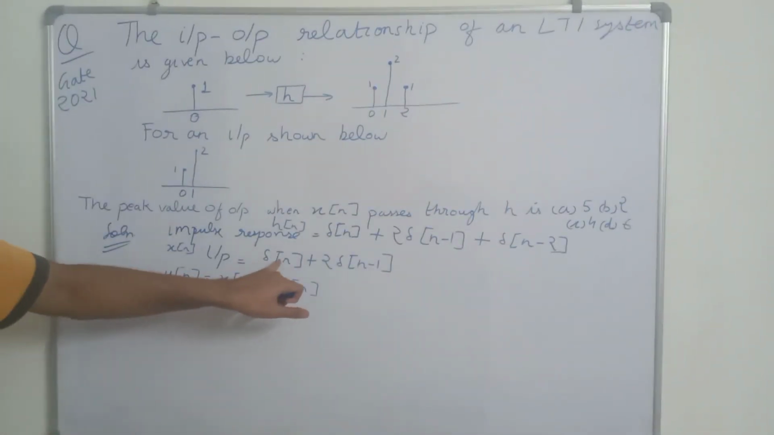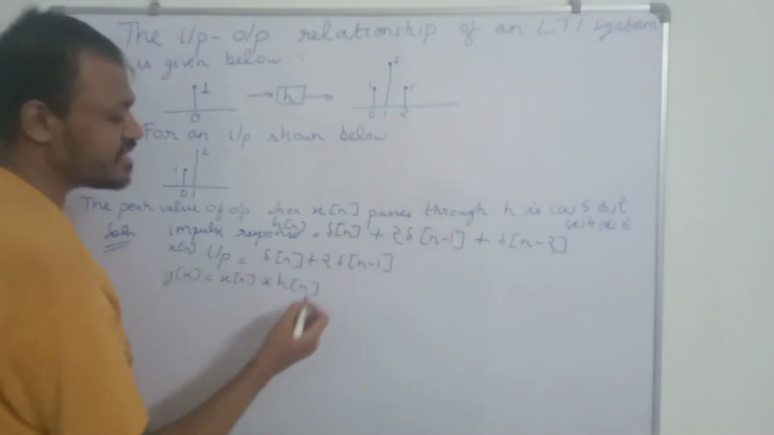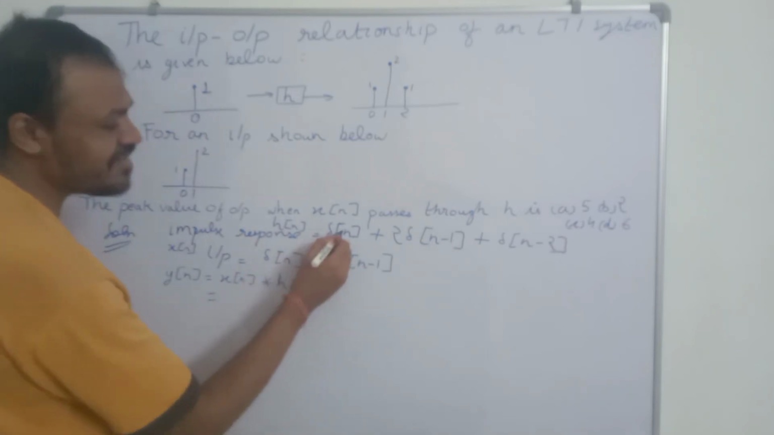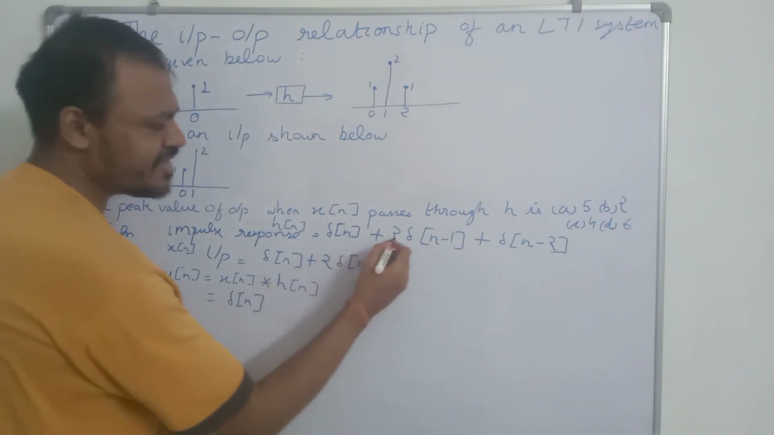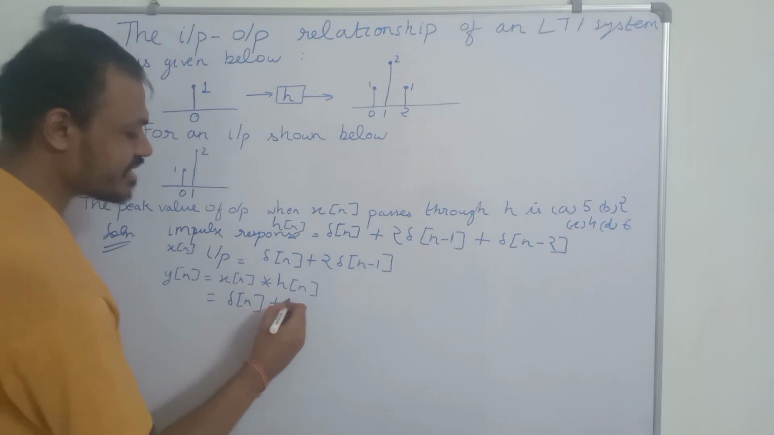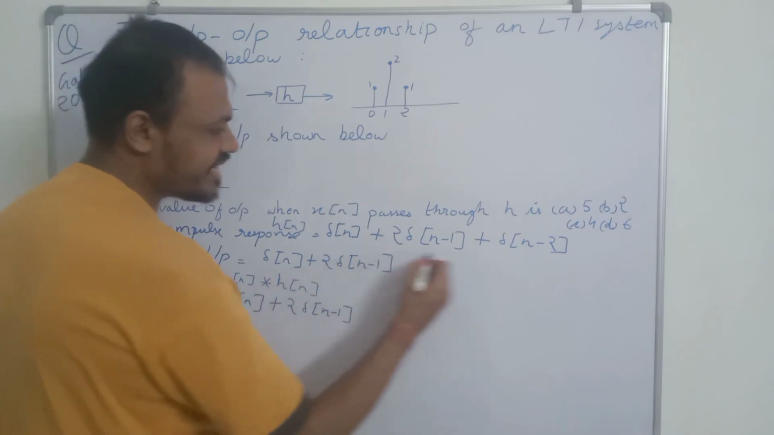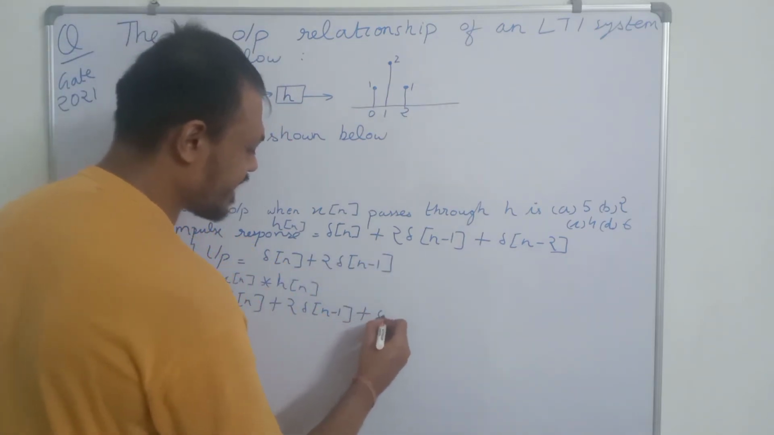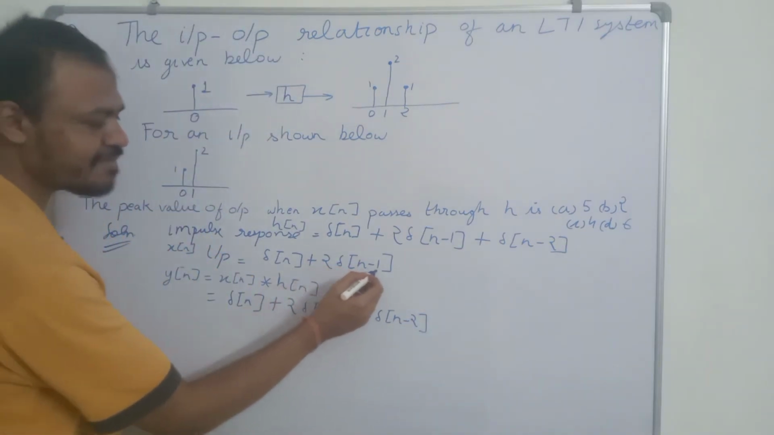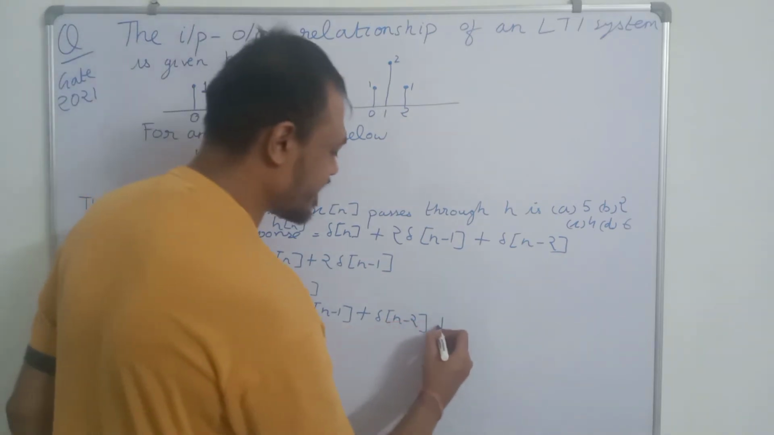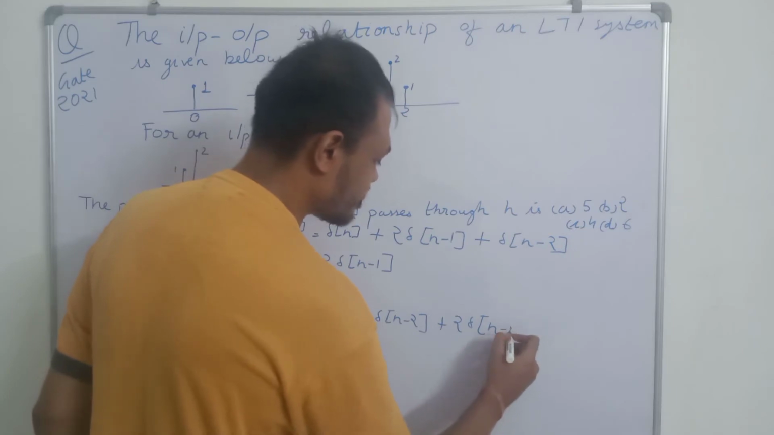The convolution of an impulse is an impulse only. So first of all we convolve delta n with all these three. Convolution of delta n with delta n will be delta n only. Then convolution of delta n with 2 delta n minus 1 will be 2 delta n minus 1 only. Then convolution of delta n with delta n minus 2 will again be delta n minus 2. Now we have to convolve 2 delta n minus 1 with delta n. So it will be 2 delta n minus 1.